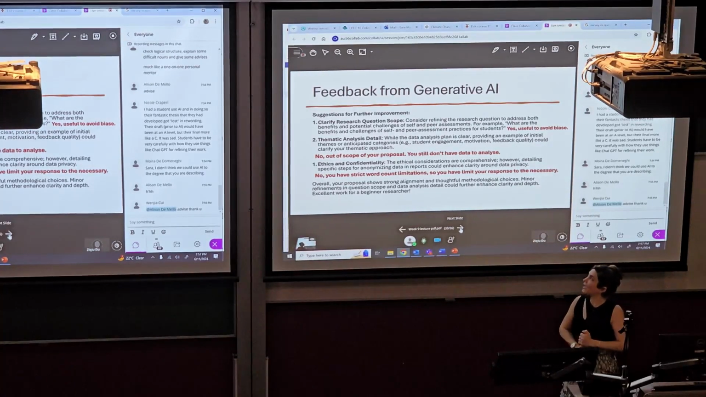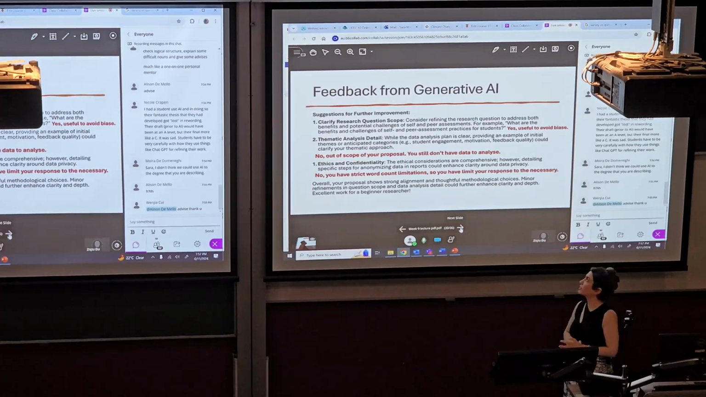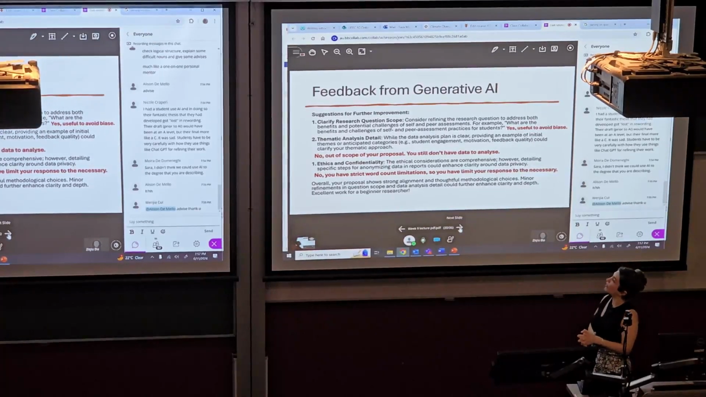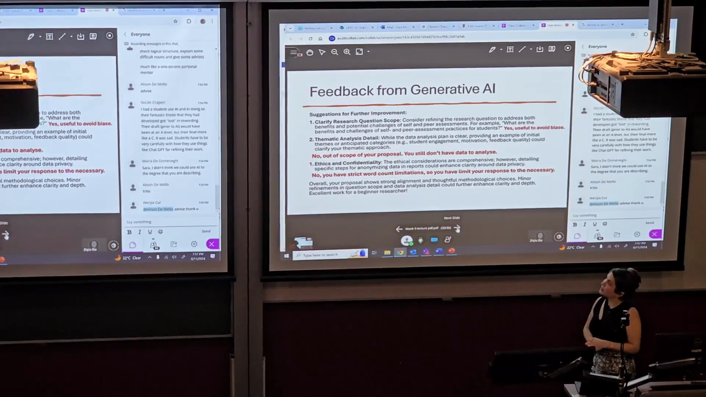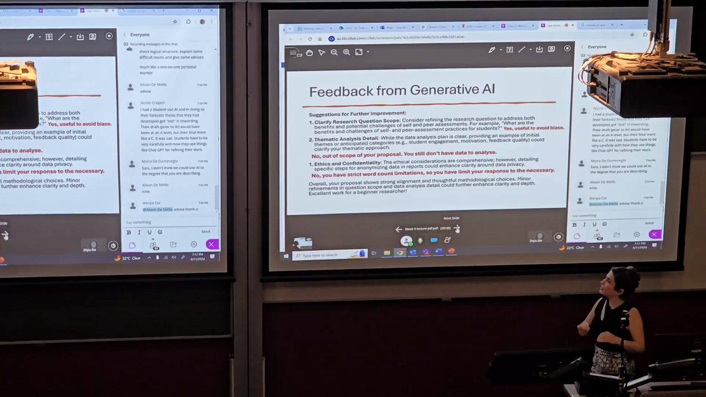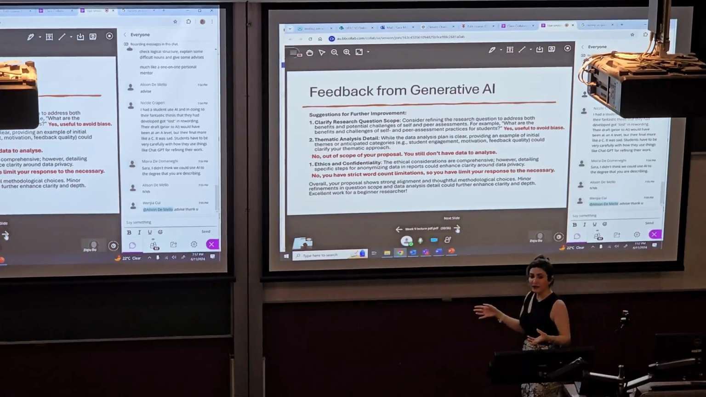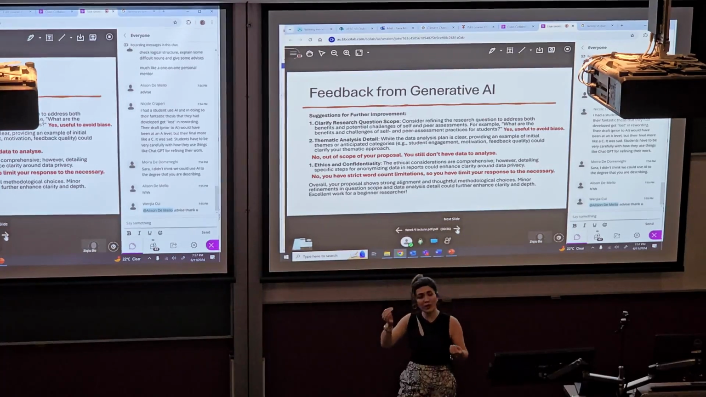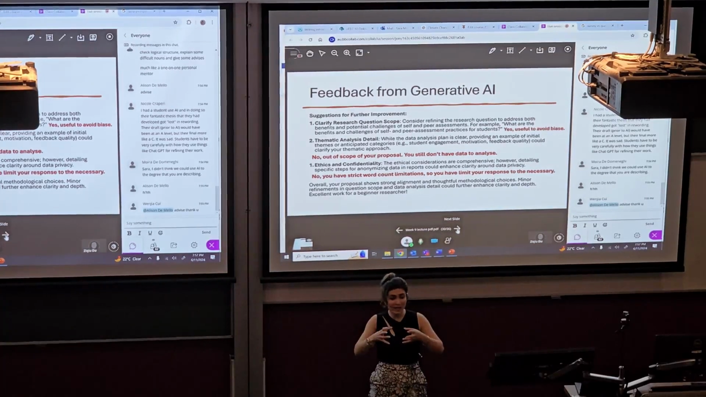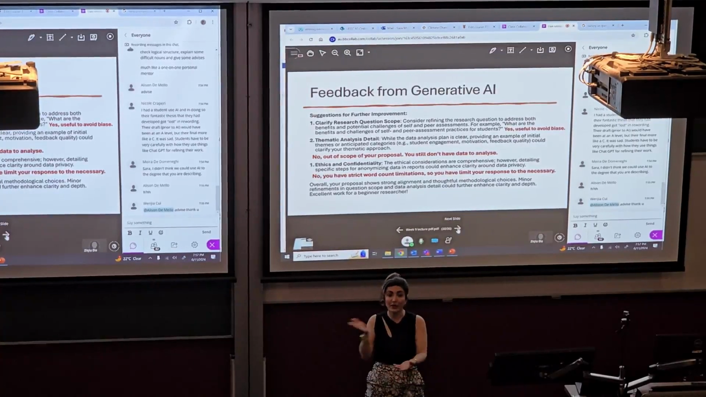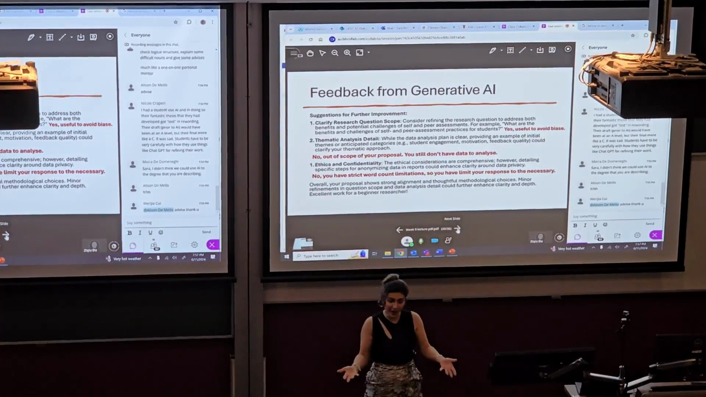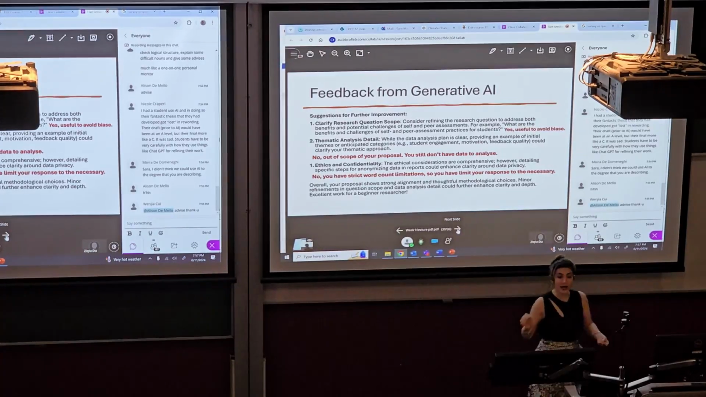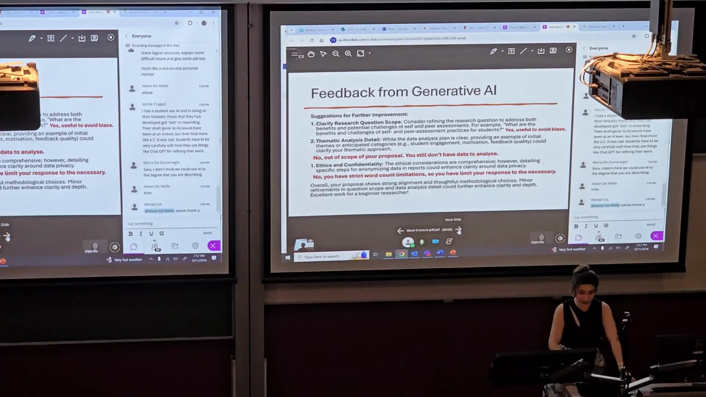Number 3, ethics and confidentiality. The ethical considerations are comprehensive. However, detailing specific steps for anonymizing data in reports could enhance clarity. Again, no, because you have strict word count. And this is something that is not expected of you. If you're adding that in, you're just using your words for nothing, okay? So this is what I mean by critically analyze the feedback.